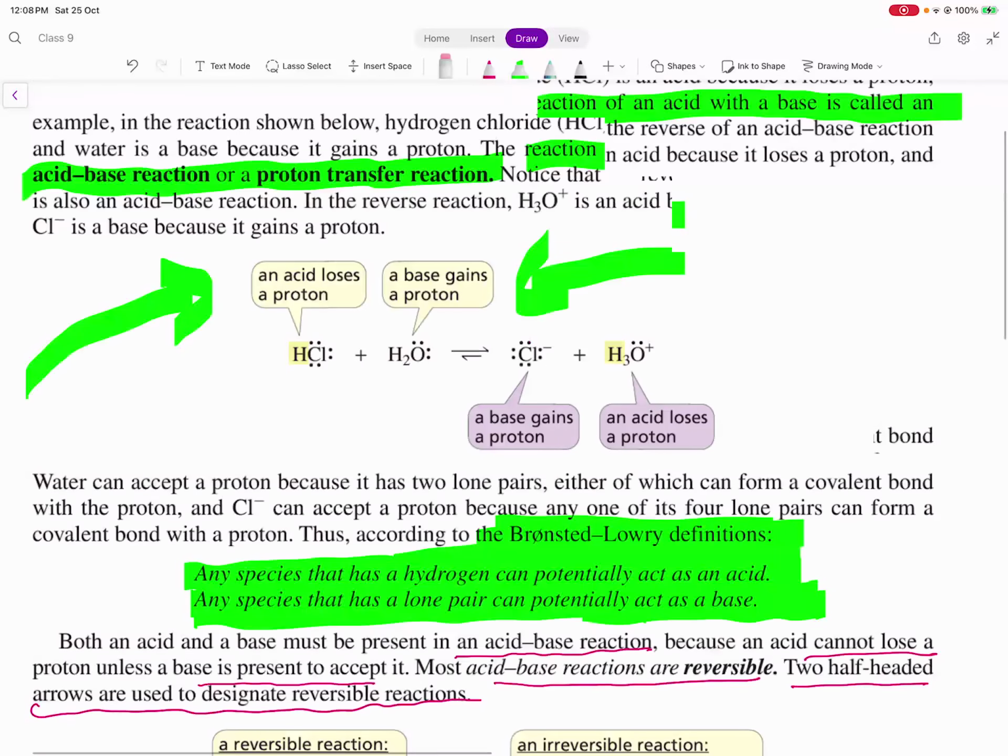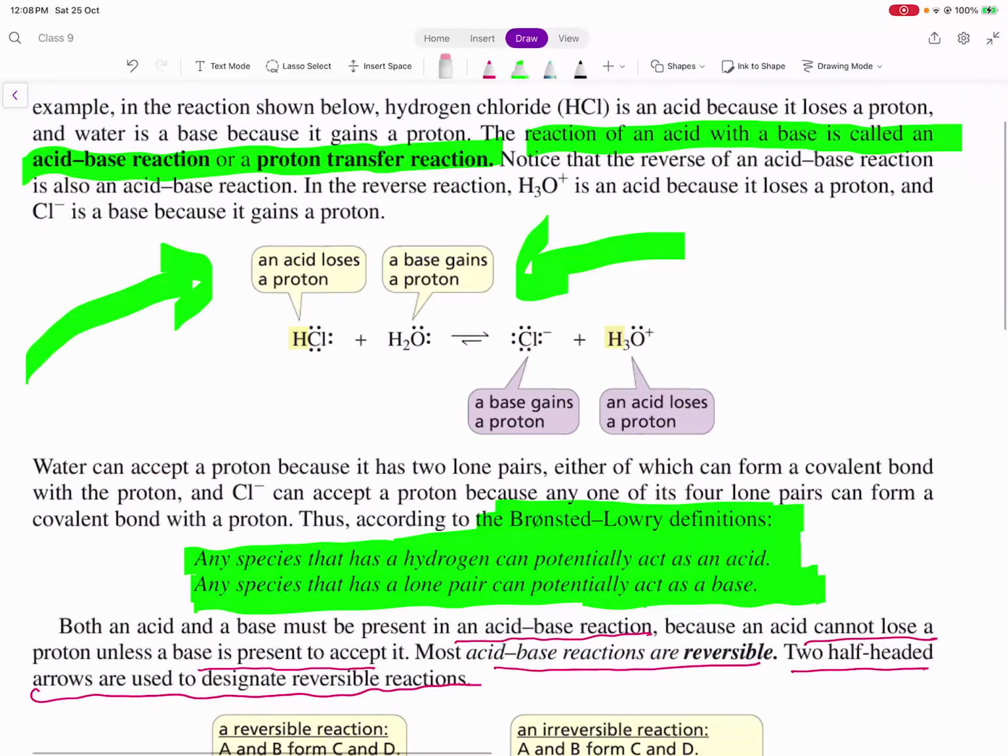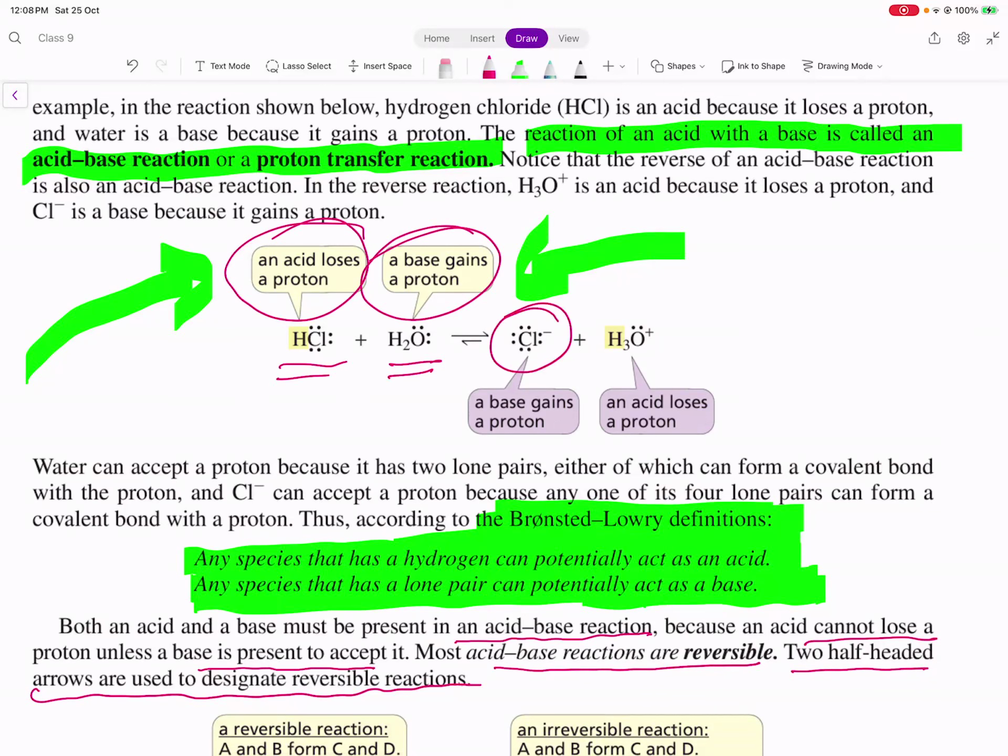So again, we are going to start with the reaction of an acid with a base, which is called an acid-base reaction and a proton transfer reaction. So what is going to happen? An acid is something that loses a proton and a base is something that gains a proton. So here HCl is an acid because it is losing a proton, and H2O is a base because it is gaining a proton. When HCl loses a proton, we take H plus out, and what we are left with is Cl minus. When H2O gains a proton, H2O plus H plus becomes H3O plus, right?